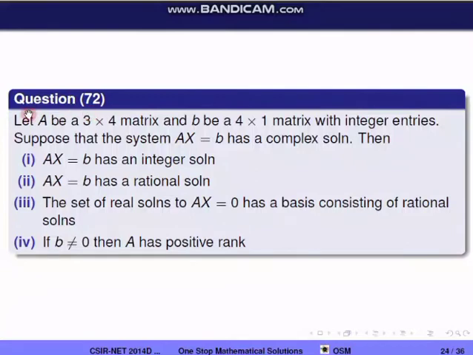Next question, question 72. Let A be a 3 cross 4 matrix and B be a 4 cross 1 matrix with integer entries. Suppose that the system Ax equal to B has a complex solution. Then, given a system here, we have to find which of the options is correct.